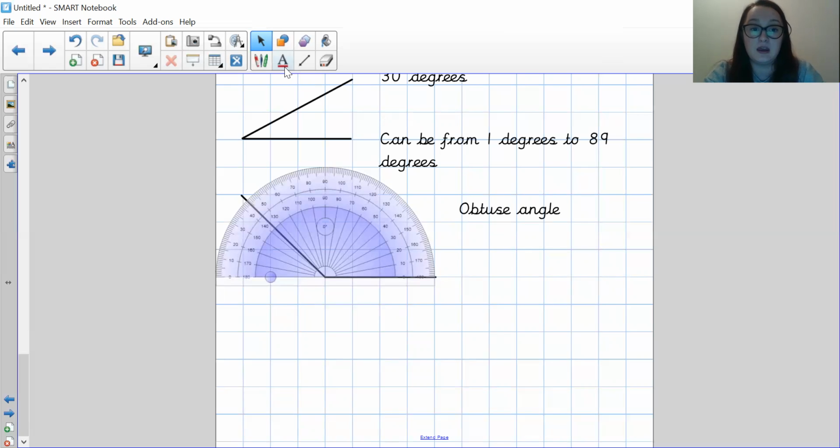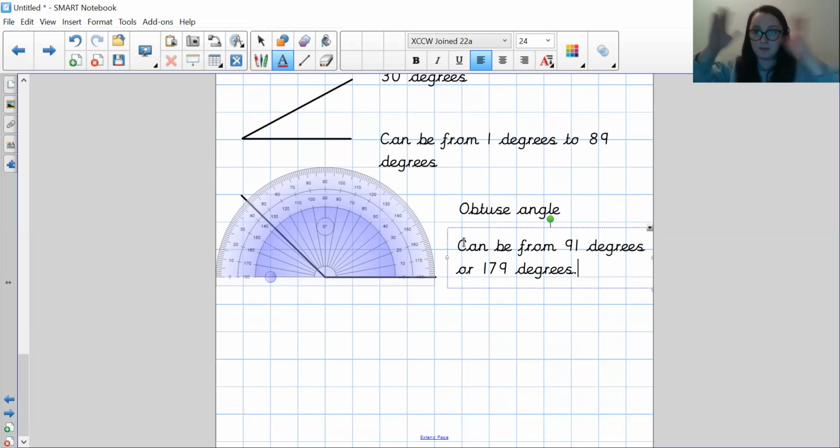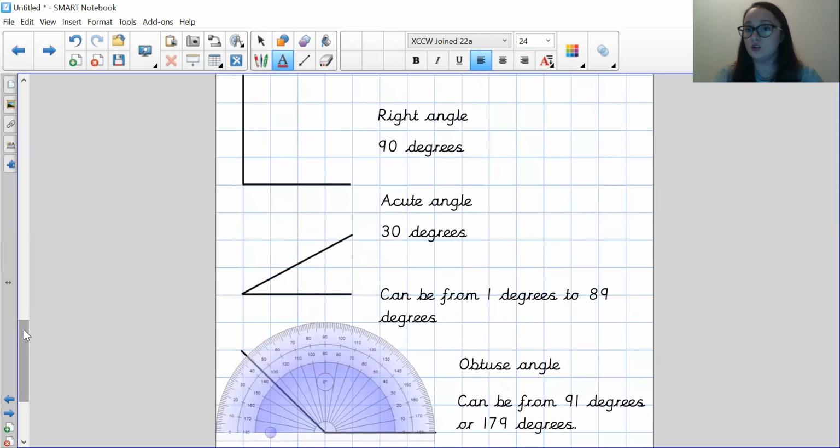So I'm going to add on here now that an obtuse angle can be from 91 degrees, because 90 degrees is a right angle, isn't it? It can be from 91 degrees to 179 degrees. Okay, because it's bigger than a right angle, but smaller than that straight line, isn't it? So that is just going over some of the angles that we're going to be looking at today. You could have this part of the video up whilst you're doing your work for today, just to jog your memory, okay? So we're going to go back now and we're going to have a quick look at some shapes.